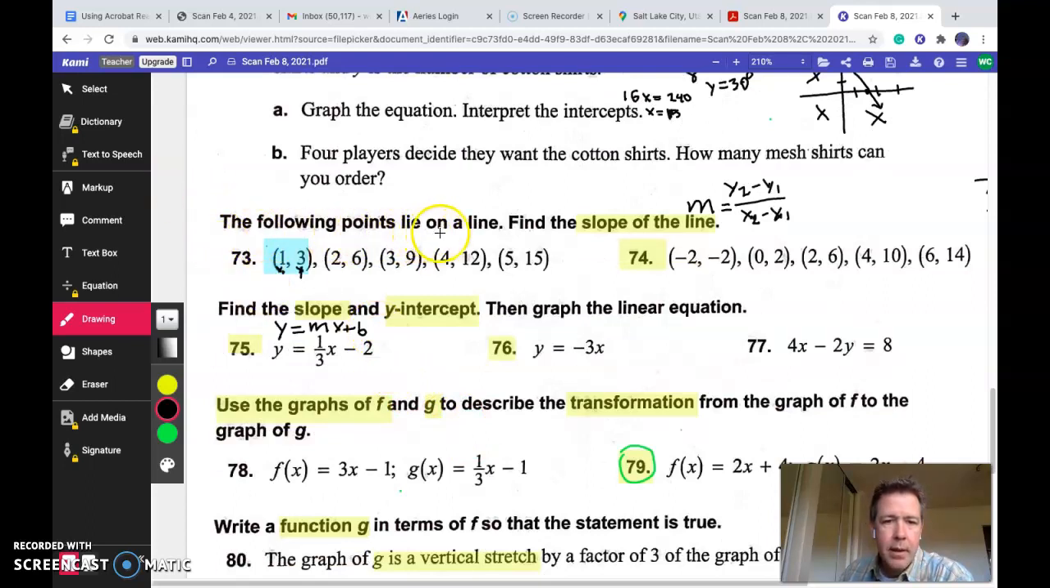Follow the points on a line. All these points lie on the line. Find the slope of the line. We are going to use the slope formula. M equals y2 minus y1 over x2 minus x1. That's our change in rise versus our change in run. And that's how we write slope.